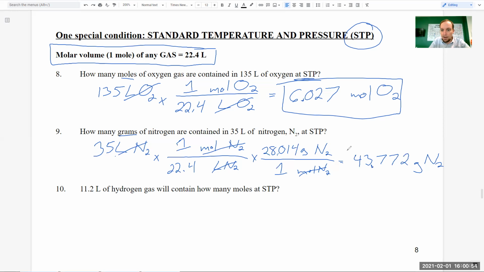43.772 grams of nitrogen. So like I said, number 9 is very similar to number 8, only that we didn't stop at moles. They wanted us to push all the way to the next step of grams. No big deal. All right, number 10.